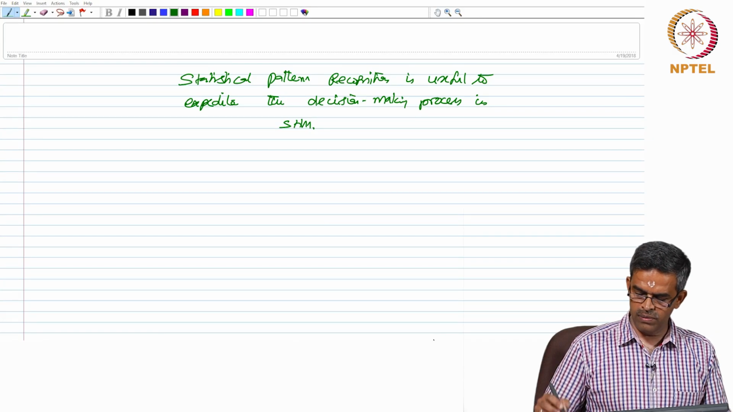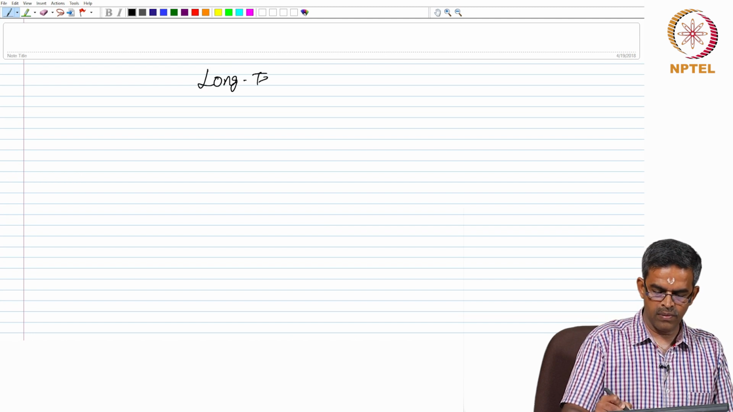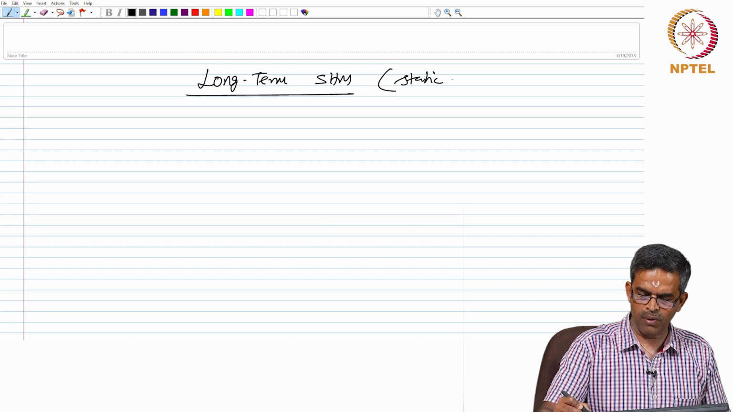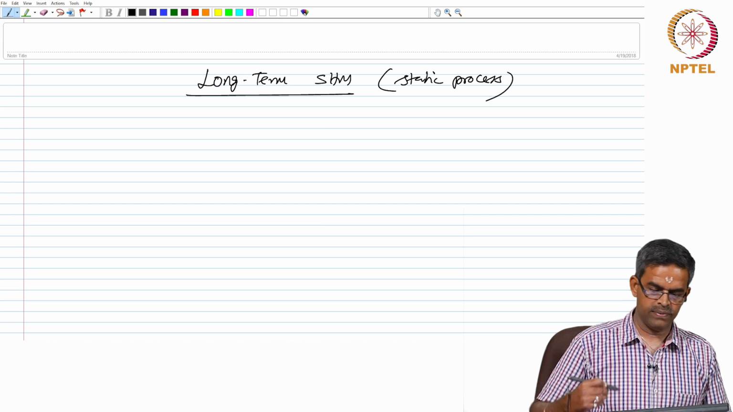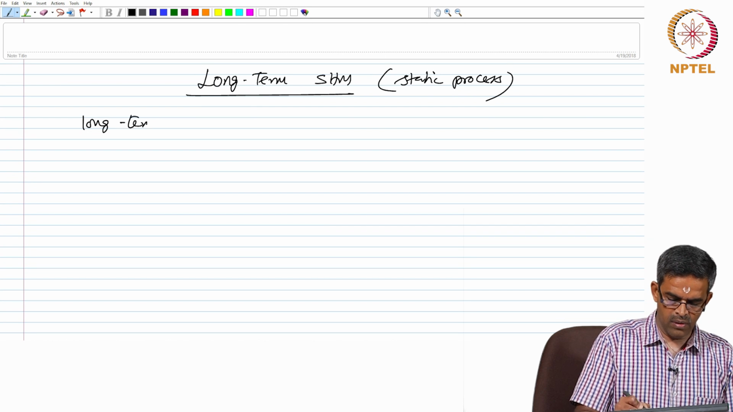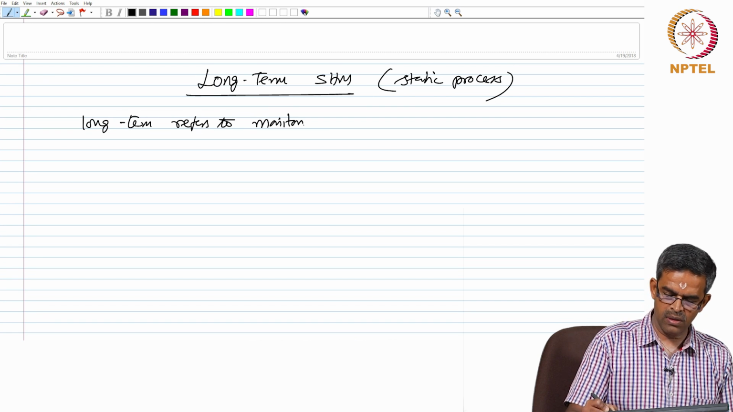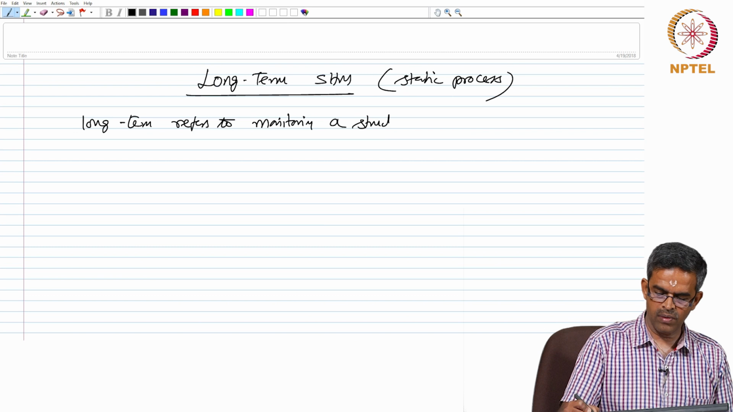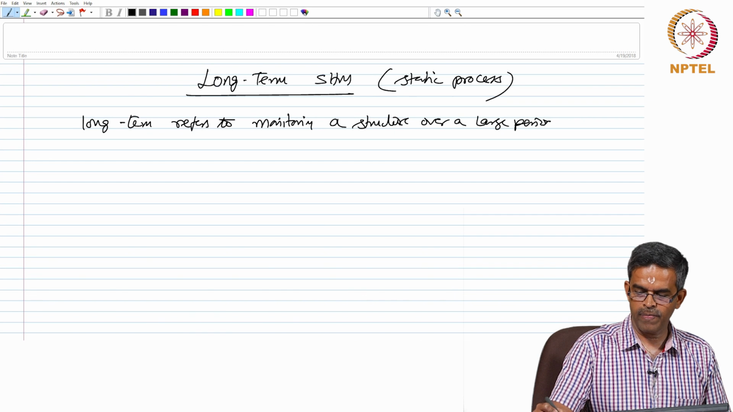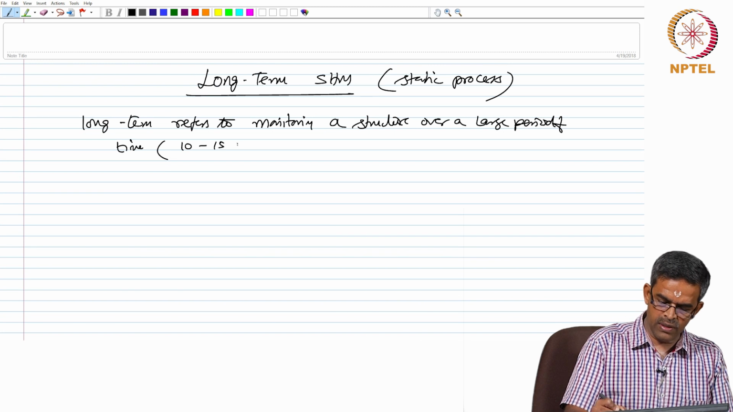Let us now talk about long term structural health monitoring. Essentially, this is a static process. What do you mean by long term? Long term refers to monitoring a structure over a large period of time. This can vary anywhere from 10 to 15 years.